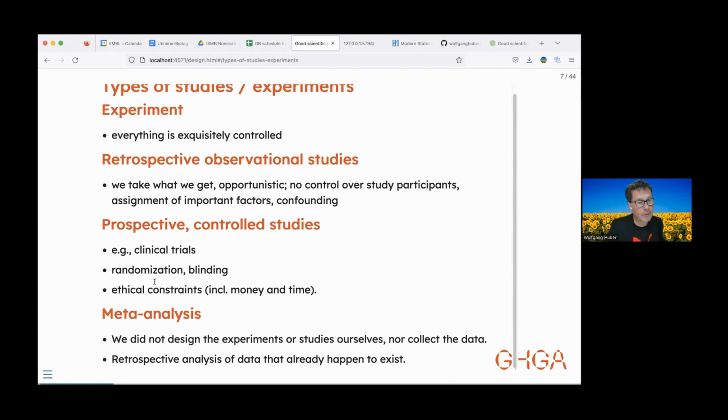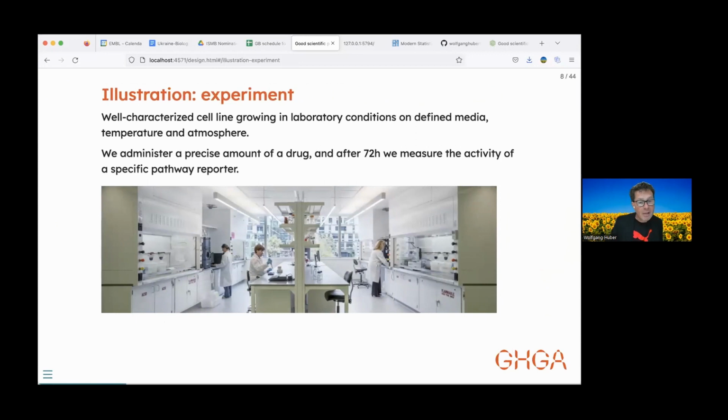And a fourth major type of analysis is meta-analysis. This is on top of everything else. We didn't even design the experiments or studies ourselves or collect the data. We just look at information in databases and retrospectively analyze data that happen to exist. Each of these has different statistical issues and questions, and it's good to keep them apart when you think about design.